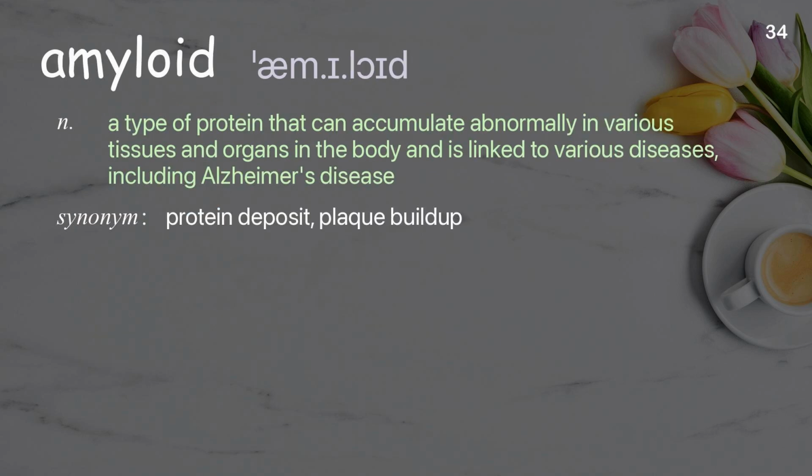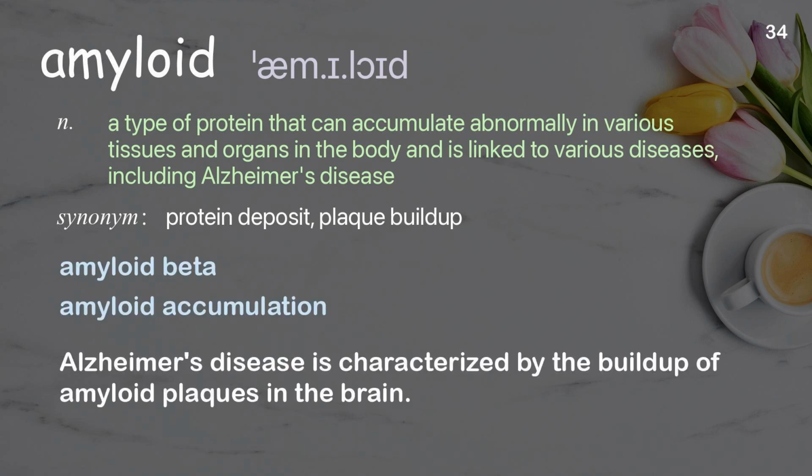Amyloid. A type of protein that can accumulate abnormally in various tissues and organs in the body and is linked to various diseases, including Alzheimer's disease. Examples: Amyloid beta. Amyloid accumulation. Alzheimer's disease is characterized by the buildup of amyloid plaques in the brain.